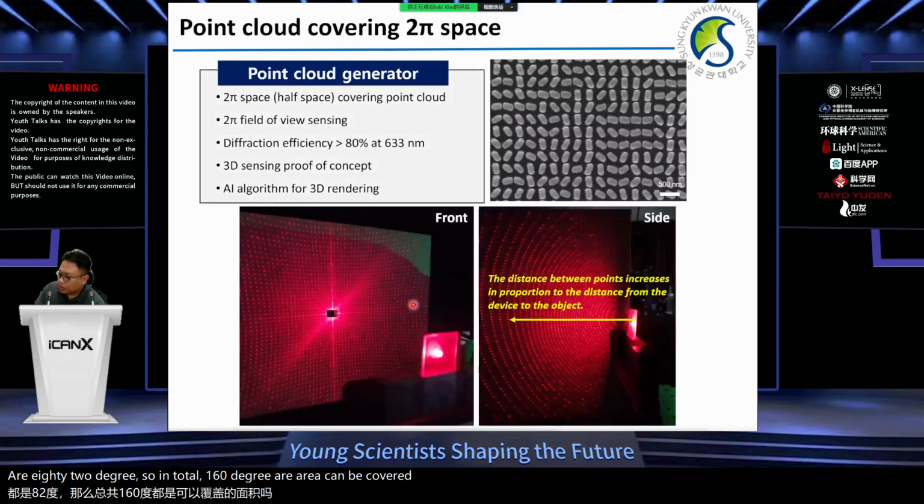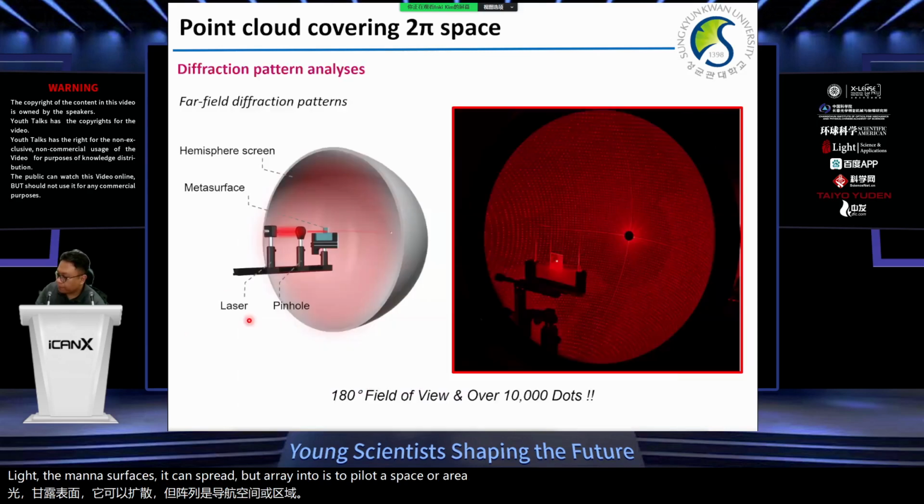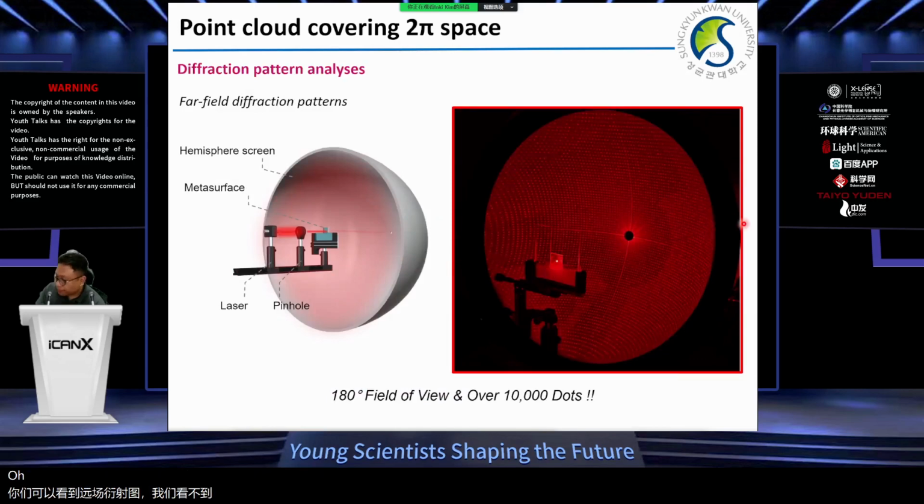So this is the demonstration. If you shine the light onto the metasurfaces, it can spread that array into this 2 pi spherical area. So you can see this far field diffraction pattern, and we can illuminate this dot pattern array.